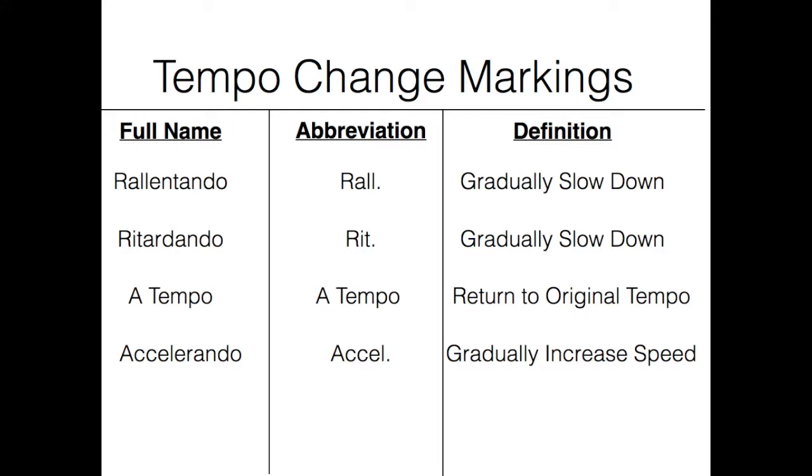Next, let's take a look at a few basic tempo changing terms to keep in mind. Rallentando, also abbreviated as RAL, means to gradually slow down. Retardando, abbreviated as RIT, also means to gradually slow down. A tempo has no abbreviation, and it means to return to the original tempo of the piece. Accelerando, also abbreviated as you see above, means to gradually increase speed. Now there are many other terms regarding tempo and tempo changes, but this gives us a basic foundation to start off with.